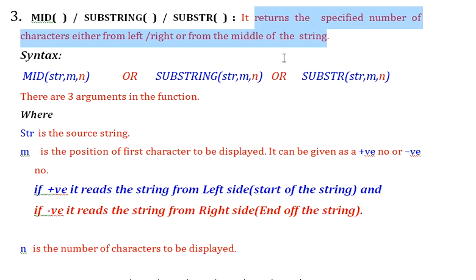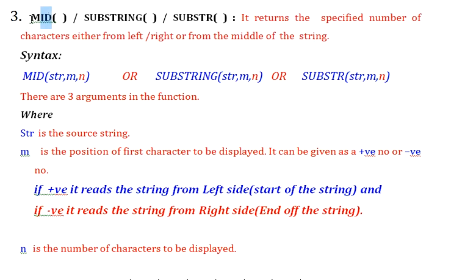In order to carry out this operation, three functions are supported in MySQL: MID, substring, or its shortcut, substr. By using any of these functions, we can do the same operation. So let us go with the syntax. These three functions take three parameters as arguments. All three functions have the same number of arguments.